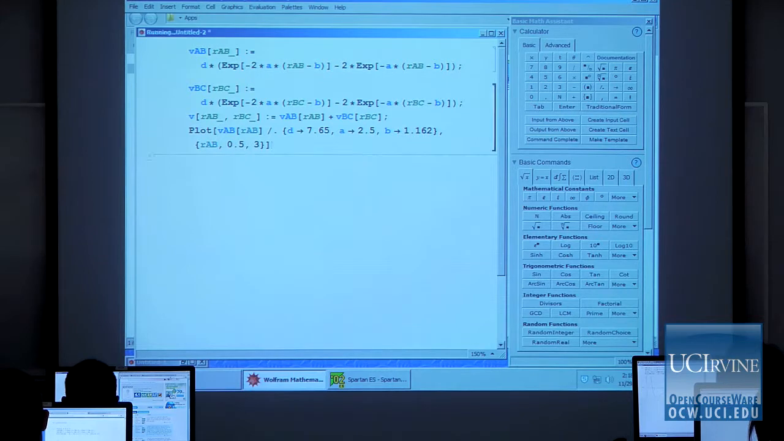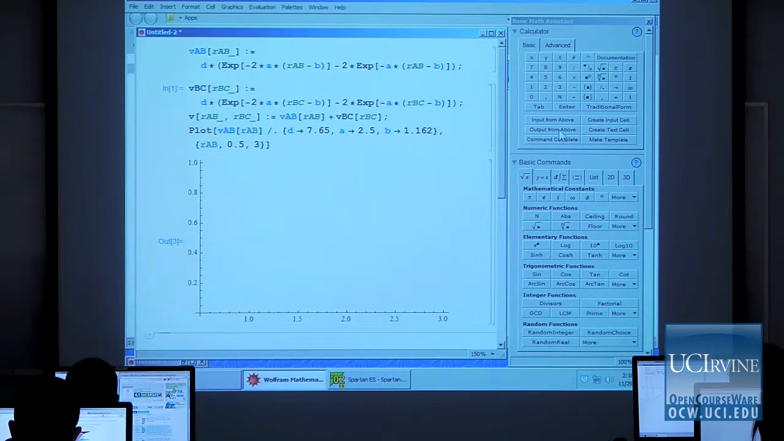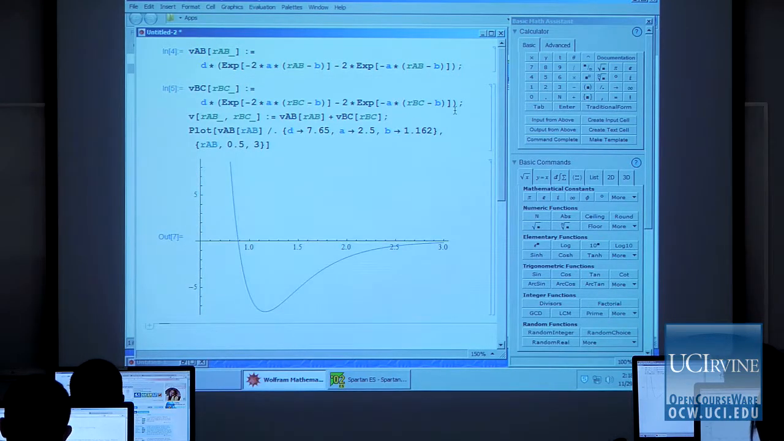All right, so let's have a look, and we don't get anything. Because I didn't enter VAB. I haven't entered that? Okay, there we go. Thought I had them all in one cell, but I guess not. Okay, there you go. Thank you very much.